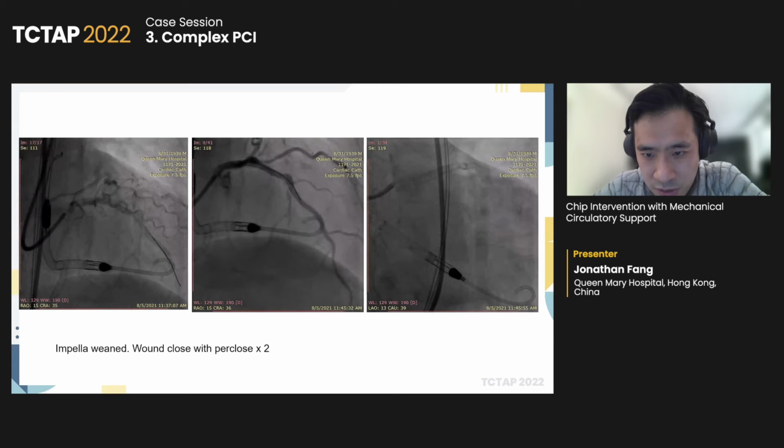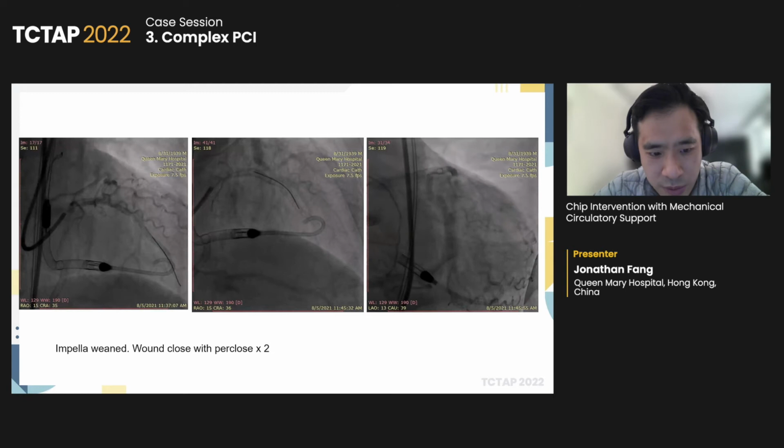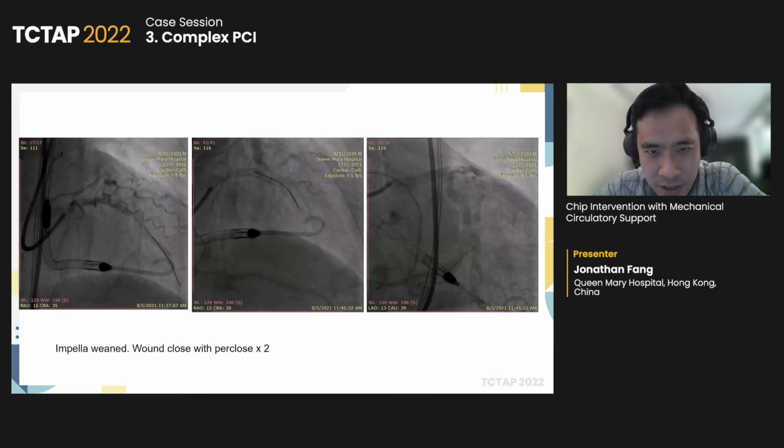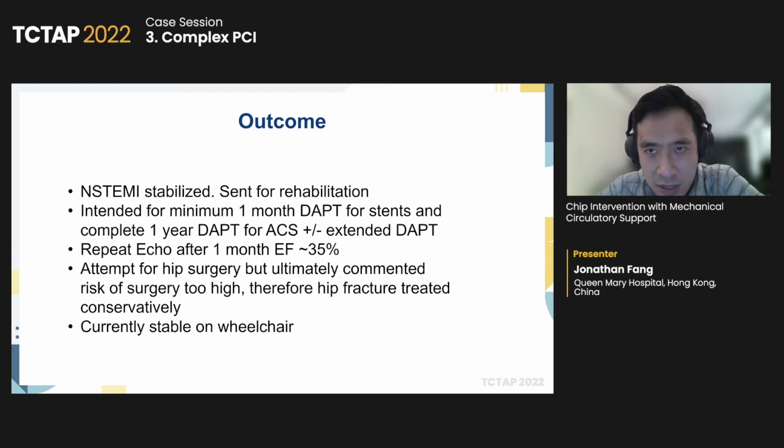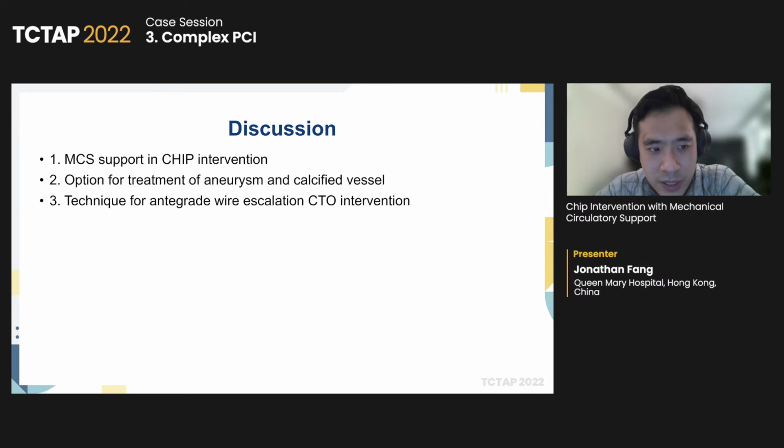So then we closed the wound with two percutaneous ProGlide. We weaned off the Impella and ended the procedure. So the patient's ACS was stabilized. However, because of the stenting, he was sent for rehab. And 1 month later, we evaluated for fitness for hip surgery. However, after evaluation together with anesthesiology and the orthopedic surgeons, he was deemed too high risk for the hip surgery. So eventually he was treated conservatively, healed with some malunion, and he was on wheelchair and sent for further rehabilitation. But at least we were able to revascularize and treat his ACS.